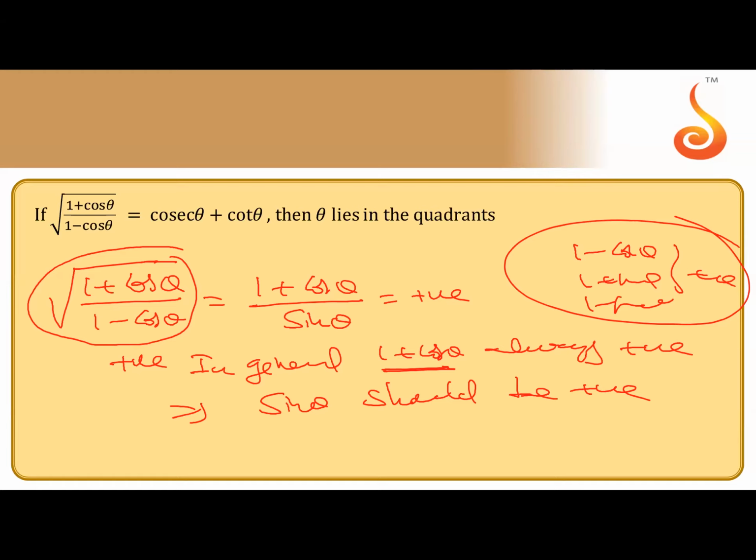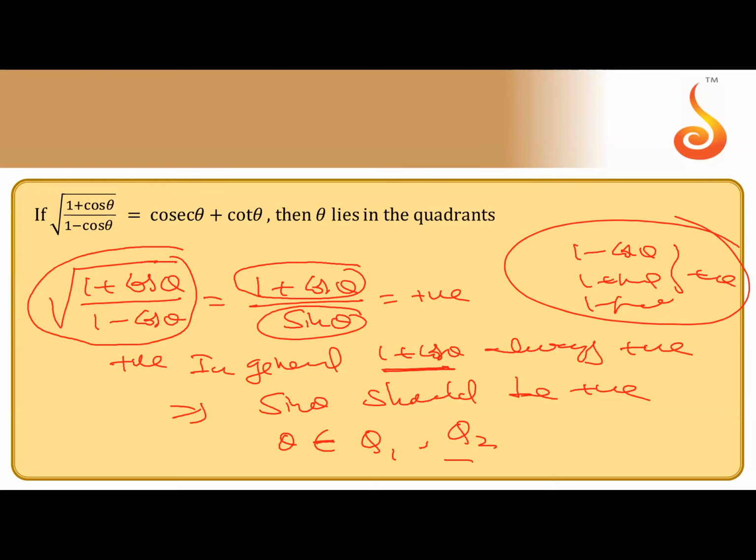Sin positive means theta lies in what quadrant? Theta belongs to quadrant 1 and quadrant 2. That's the answer here: first and second quadrants. That's the logic here: 1 plus cos is always positive, so the denominator must be positive for positive by positive to give positive. That's the logic behind the question. So theta belongs to the first quadrant and second quadrant.